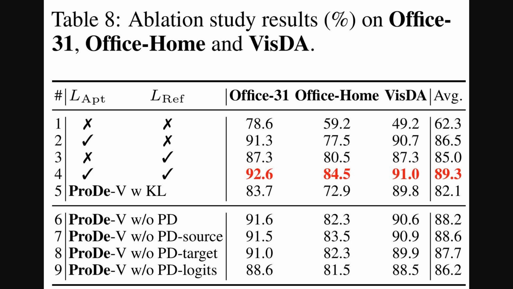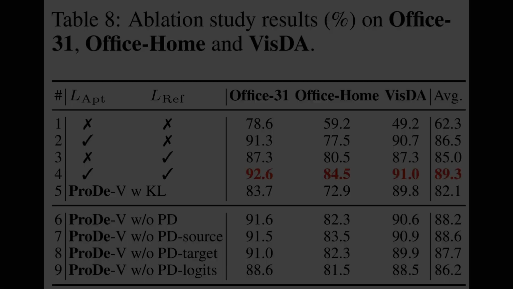Alright, to really pinpoint what makes ProDe tick, Table 8 presents an ablation study, where model parts are altered to see their individual impact. The top rows focus on two key loss components, using both the loss for maximizing mutual information, or L-MI, which promotes agreement between denoised vision language model and target model predictions, and the pseudo-labeling loss, or L-REF, based on those denoised predictions, together yields the best average accuracy of 89.3%. The lower rows then show removing the proxy denoising mechanism, or just its logit-level correction, significantly lowers performance, confirming each element's importance.